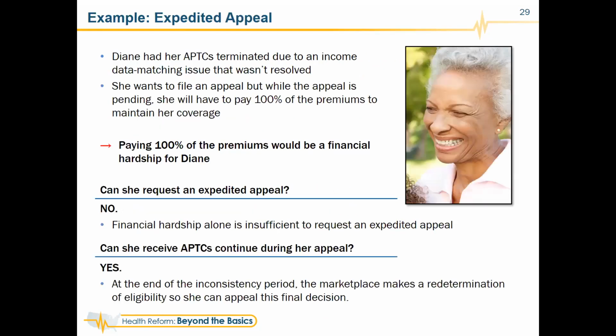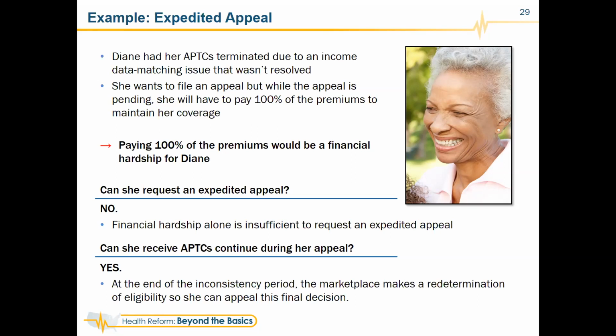Okay, so let's go through an example here. We have Diane, whose tax credits were terminated due to an income data matching issue that wasn't resolved. So it's the end of the data matching period, the end of the 90 days. And so she has a final eligibility determination and she wants to file an appeal. While that appeal is pending, she would have to pay 100% of the premiums to maintain her coverage. And paying this would be a financial hardship for Diane.